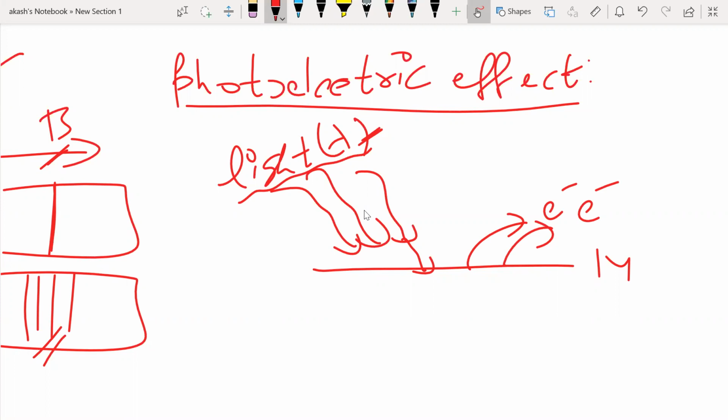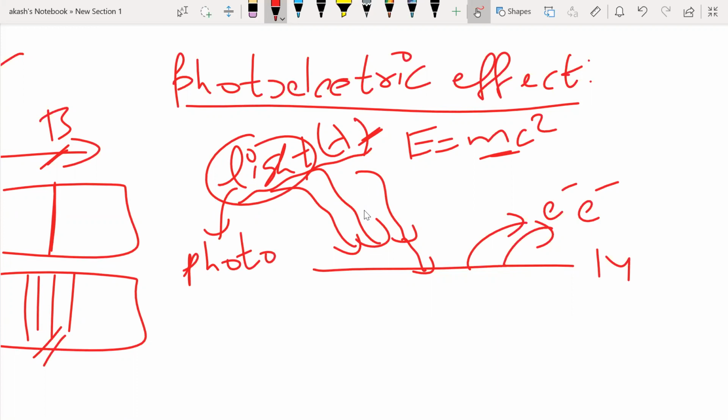photoelectric effect. This proves that I'm going to follow E is equal to mc squared, considering that this light is made up of particles called photons. Only in that way will I be able to explain this particular phenomenon. So the light of a certain frequency hits the metal surface and the electrons are ejected out. As simple as that. This is what is called the photoelectric effect. Now we are going to see it in detail.